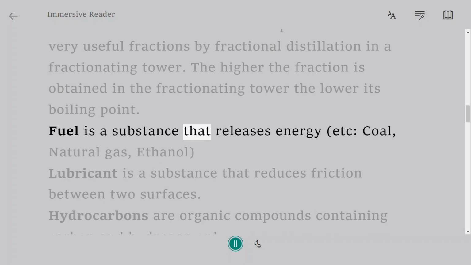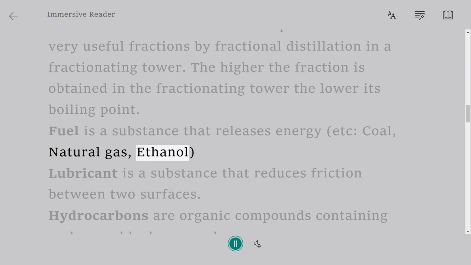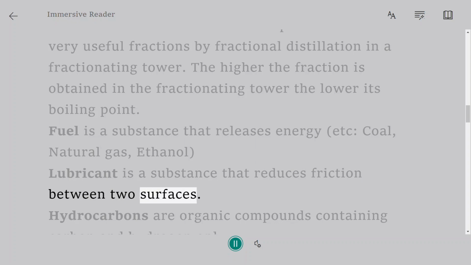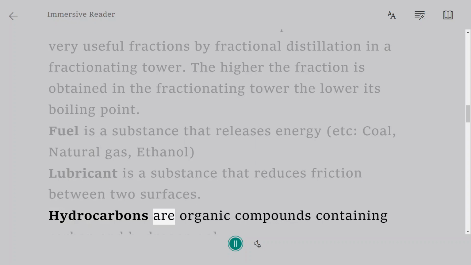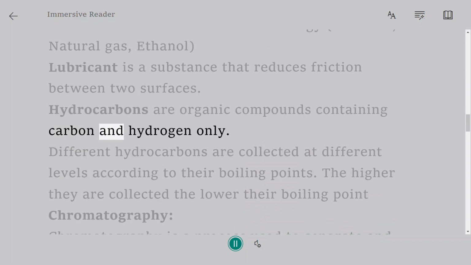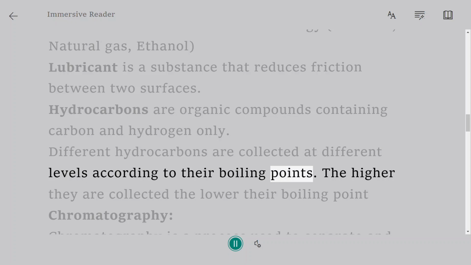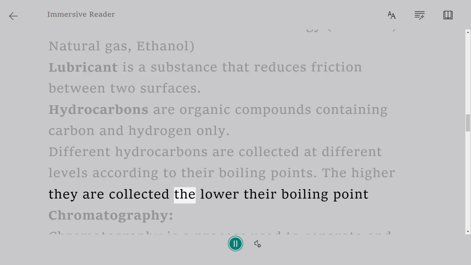Fuel is a substance that releases energy, e.g., coal, natural gas, ethanol. Lubricant is a substance that reduces friction between two surfaces. Hydrocarbons are organic compounds containing carbon and hydrogen only. Different hydrocarbons are collected at different levels according to their boiling points. The higher they are collected, the lower their boiling point.